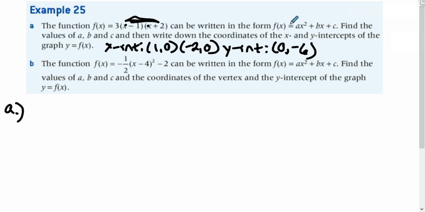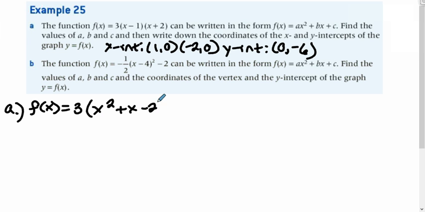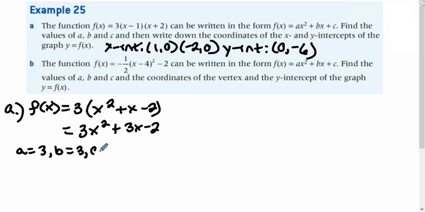They want me to put this in standard form. So I just need to rewrite this to get it into standard form. So f of x equals 3 times, expanding that out, is x squared minus 1x plus 2x, so plus x minus 2. Triple all those values, so you get 3x squared plus 3x minus 2. Poof, done. And then my a is 3, my b is 3, and my c is negative 2. So based on what they wrote here, those are the 3 parameters.